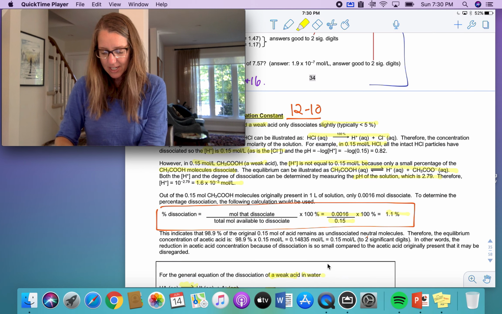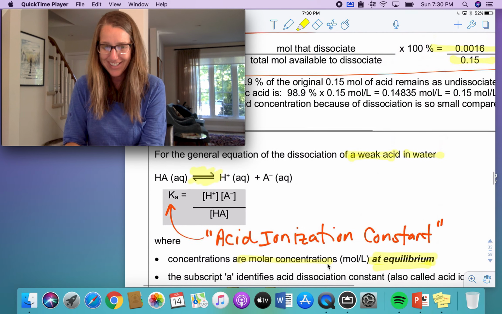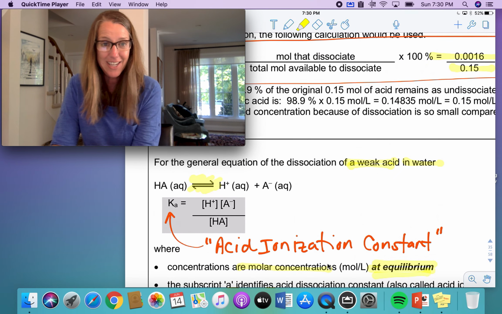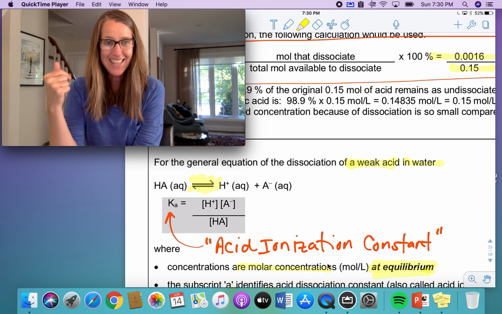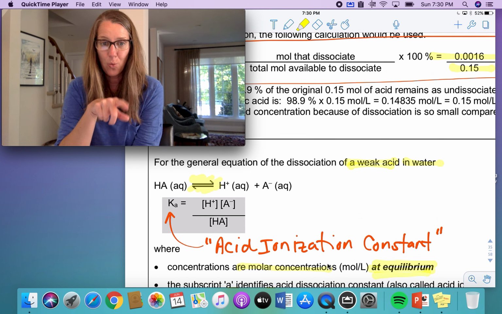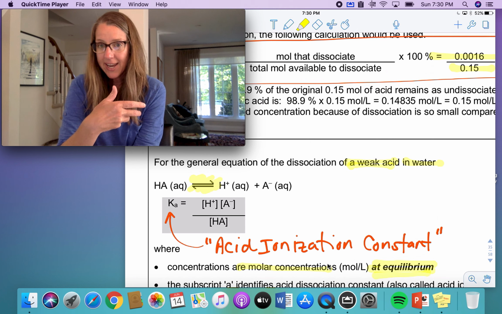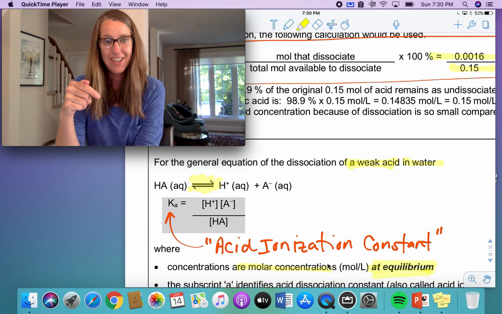So what does the expression look like? Well, it looks the same as every other single K value that we've been calculating. You take the concentration of your products over the concentration of your reactants. You include anything that's aqueous; anything that's a solid or a liquid you don't include. So it's just the gases and the aqueous species. And what do we call that? You may see that equilibrium constant for acids be called the acid ionization constant.